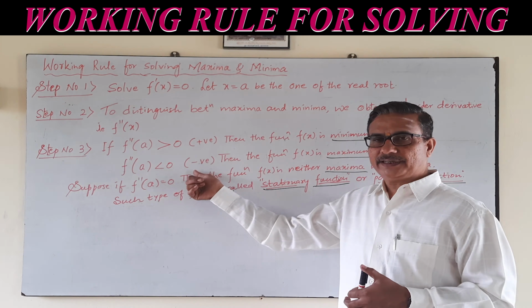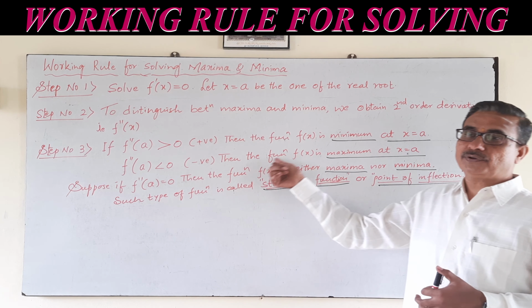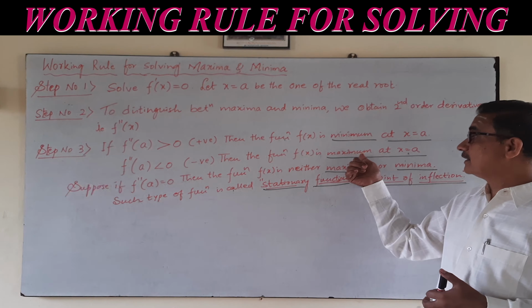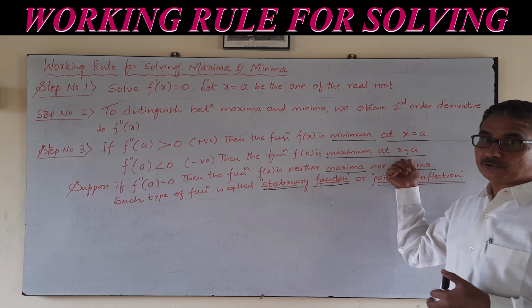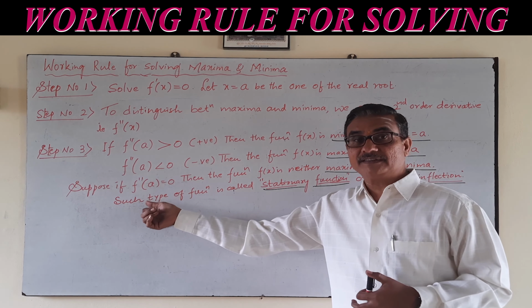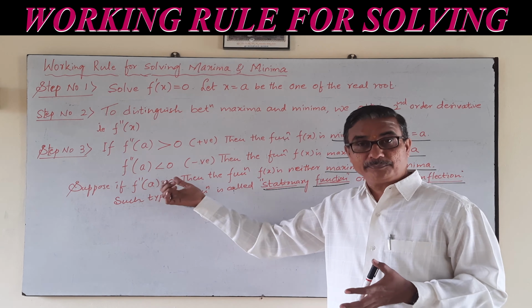If the answer is negative, then the function f of x is maximum at the particular point x equal to a. Suppose the answer becomes 0, f double dash x at x equal to a exactly 0, then the function f of x is neither maxima nor minima. Such a type of function is known as a stationary function and the name is point of inflection.